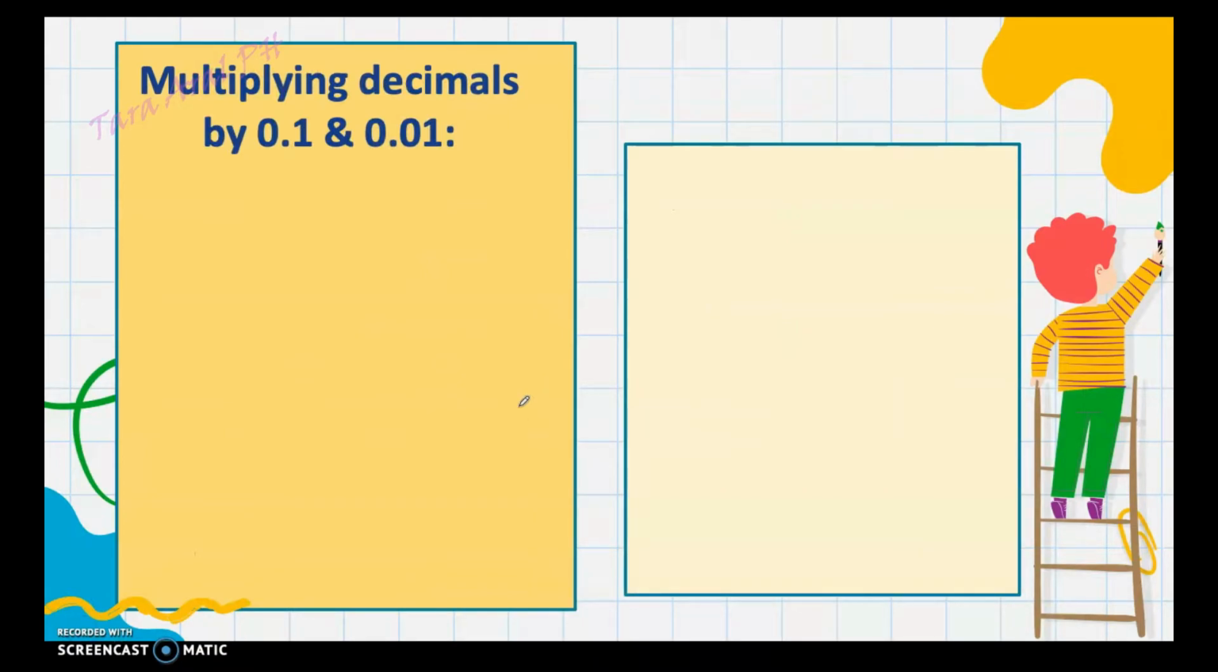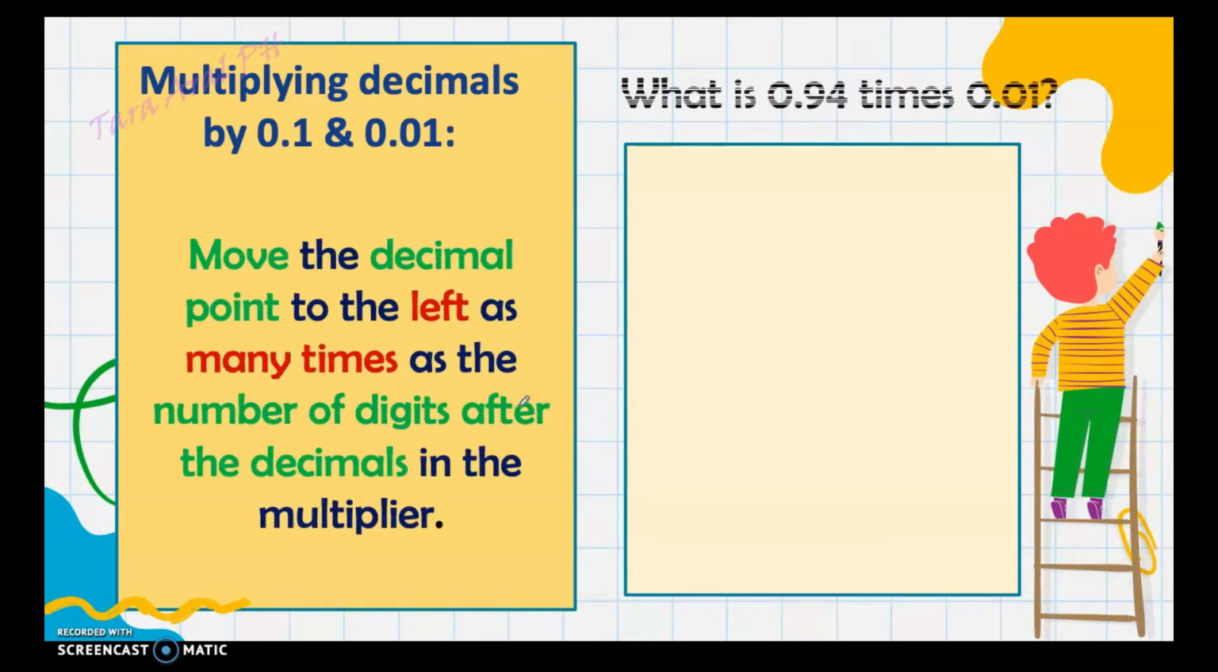Now, let's multiply decimals by 0.1 and 0.01 or 0.001. So if the given factors has 0.01, 0.1, 0.001 and so on, here is the step. You move the decimal point to the left as many times as the number of digits after the decimal points in the multiplier. So this 0.01 is our multiplier, and we may not need to multiply this one manually. All we need is to move the decimal point of this first factor, which is 0.94, or the multiplicand, as many times going to the left as the number of digits after the decimals in the multiplier.